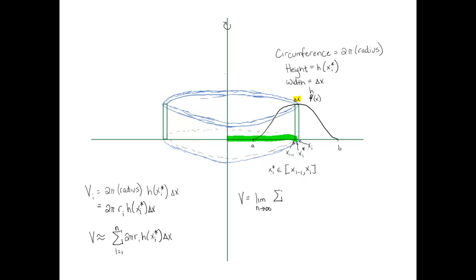Let me just go ahead and scratch it out here. i equals 1 to n, 2 pi r sub i, which is dependent, by the way, on x, I'm just not writing that in there, h of x sub i star delta x. And of course, this turns into the integral from where you start to where you end. So a to b of 2 pi r of x, h of x, dx. Okay, and that is actually our theorem. That's exactly what we're talking about.